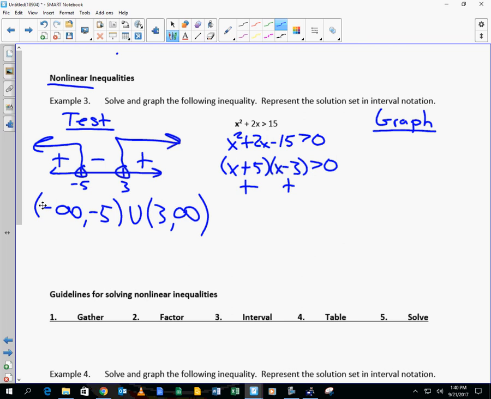So I go to the graph. Okay? I've got this thing. I'm going to sketch a graph of it. What shape does it make? Parabola, right side up or upside down? Right side up, right? So I've got negative 5. I've got positive 3. That's where it goes through because those are the zeros.